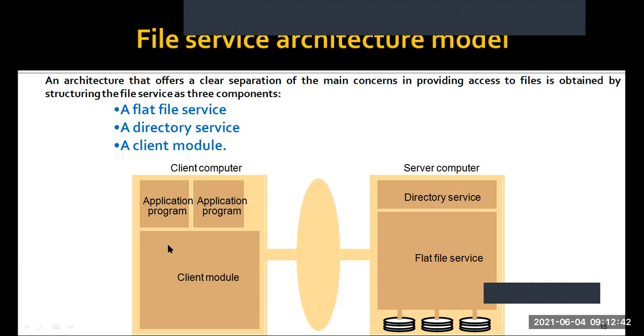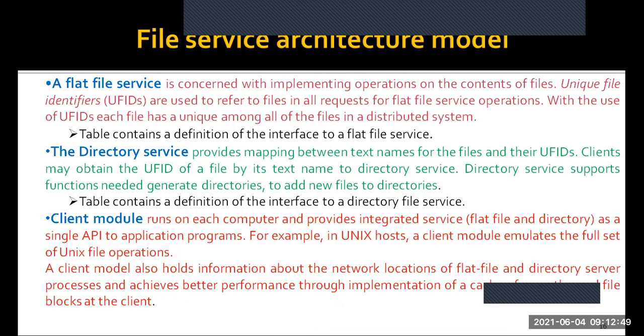Okay, so the file service architecture includes components both from the client side and from the server side. Coming to the flat file service, it allows operations on the contents of the file by providing identification of the files with unique file identifiers, which are mapped by the directory service to the text names given by the clients. Why? Because clients only know the text names of the files. They don't know about the unique file identifiers, which are uniquely identified by the system.